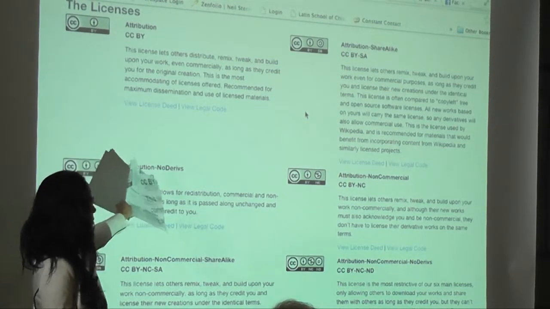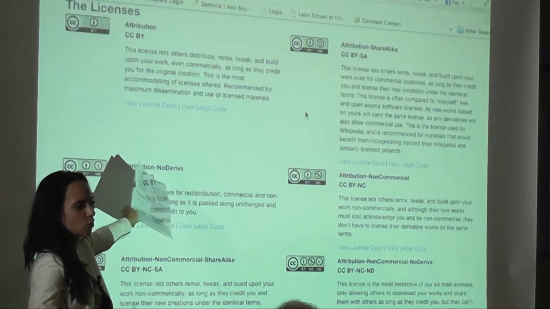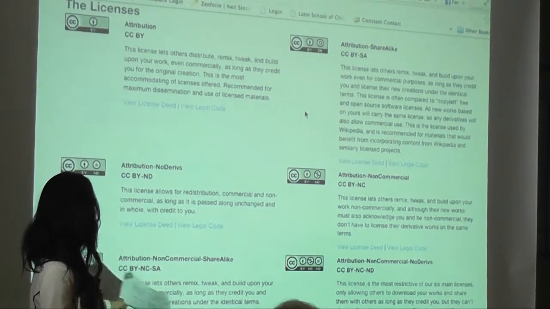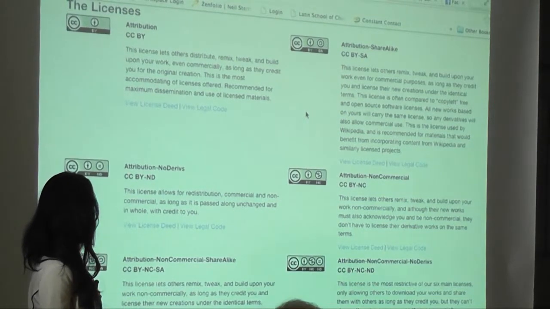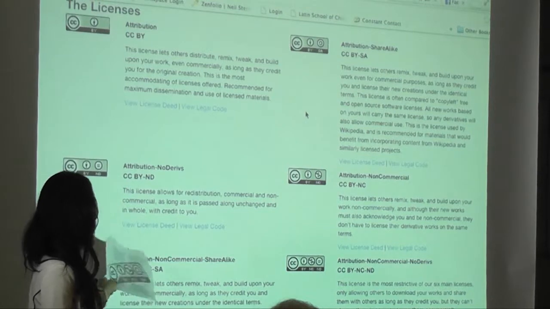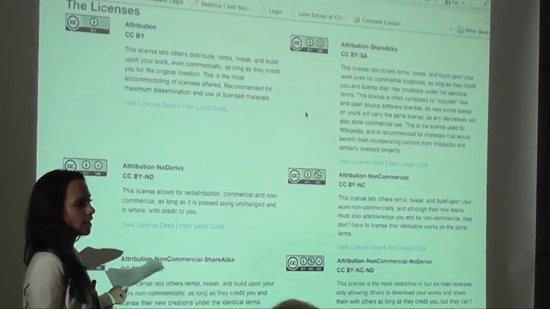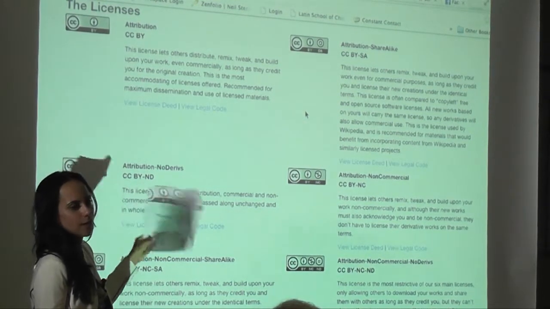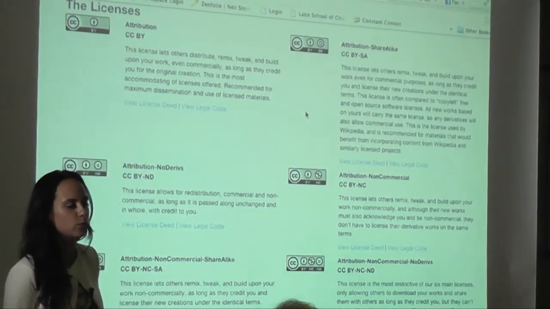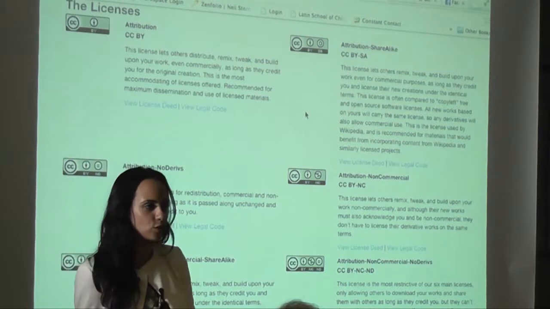Give me credit, no derivatives. Don't change it, don't color it. Attribution, non-commercial, share alike, okay? You have to credit it, you can't use it for commercial purposes, and if you're letting other people use it, they have to be able to do the same terms. There's a whole bunch of these, and you can read through them, and whichever one you like, you can attach to your work.